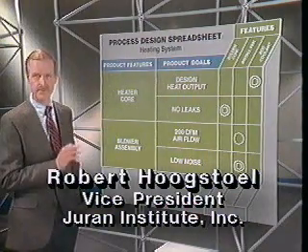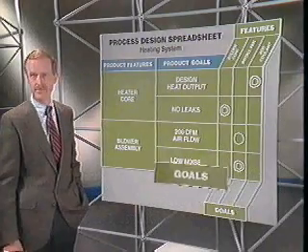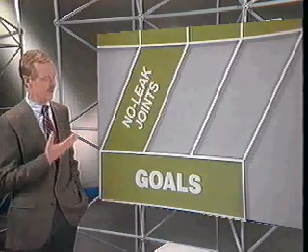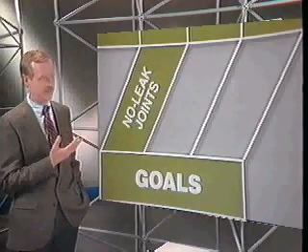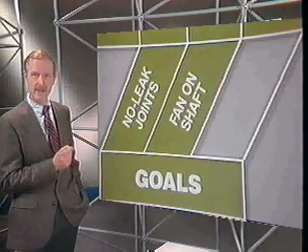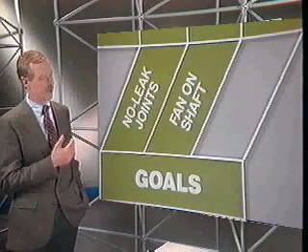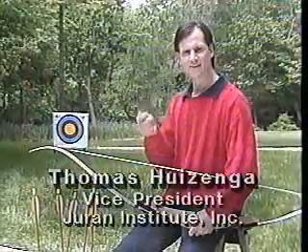Bob Hoogstel will familiarize you with some of the pertinent quality planning tools. At this point, we can set preliminary process goals. For soldering the core, the goal is joints that don't leak. For installing the fan, the goal is get the fan on the shaft. And for adding coolant, the goal is a full coolant system.